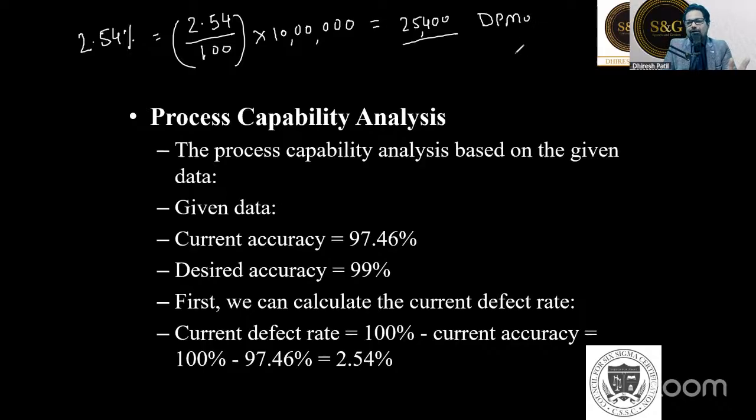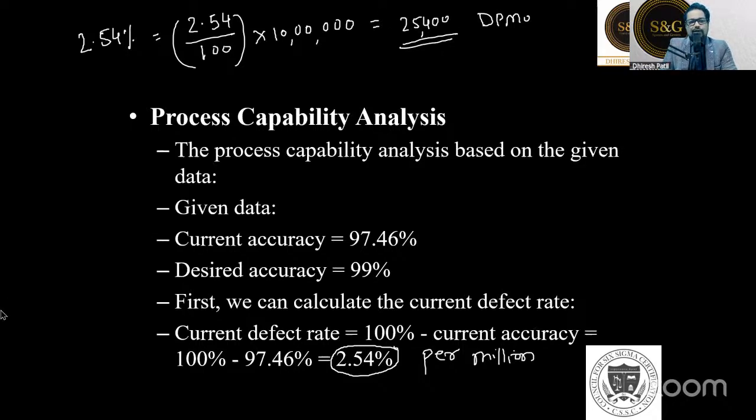See, basically what we have done, it's very simple. We have converted percent into per million. That's it. Per 100 converted to per million. Nothing else we have done. Okay. So DPMO is 25,400.